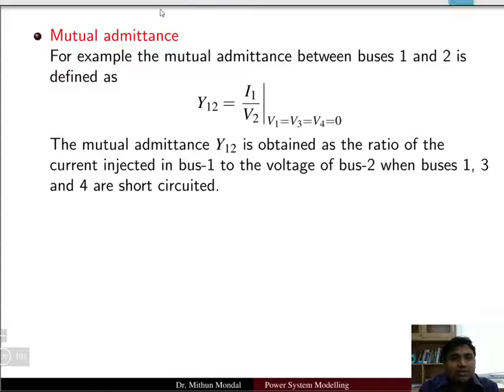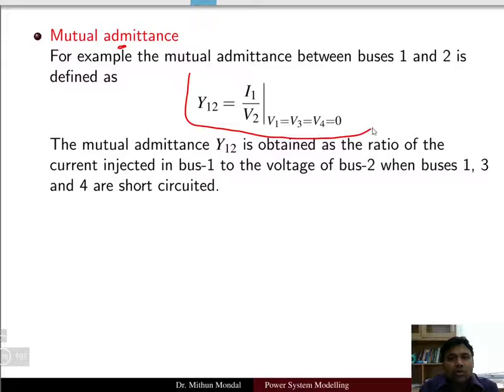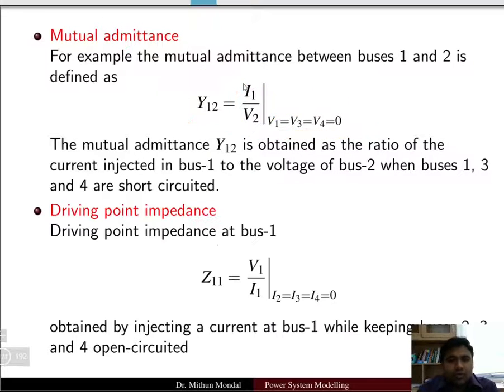Similarly, the other term is mutual admittance. Mutual admittance Y12 is obtained as the current I1 divided by V2, when V1, V3, V4 are 0. This means these buses 1, 3 and 4 are short circuited, and we try to find the ratio of the current injected in bus number 1 and the measured voltage in bus number 2.